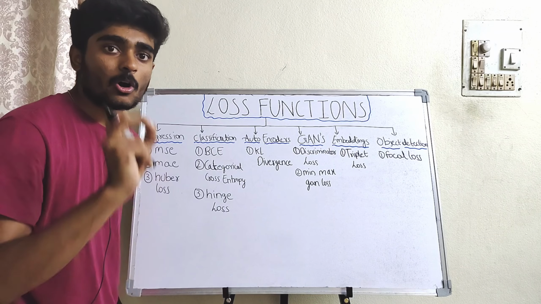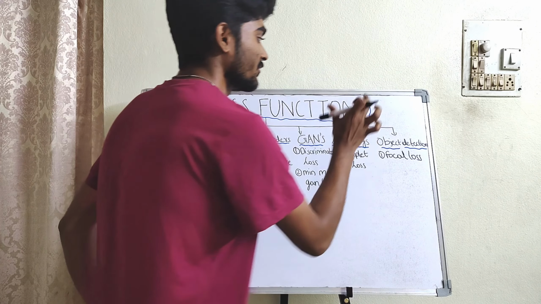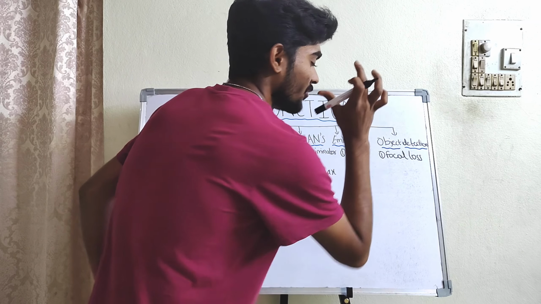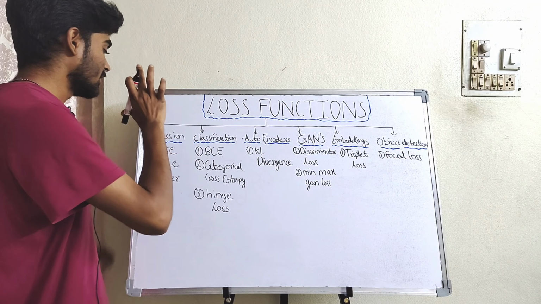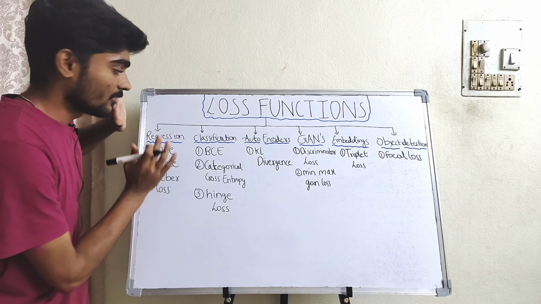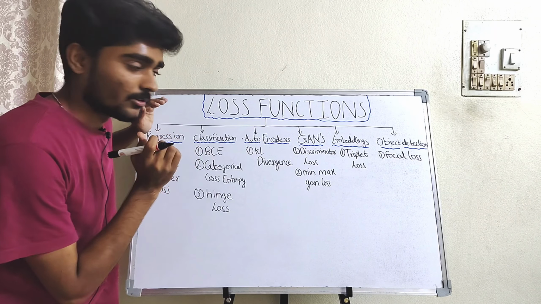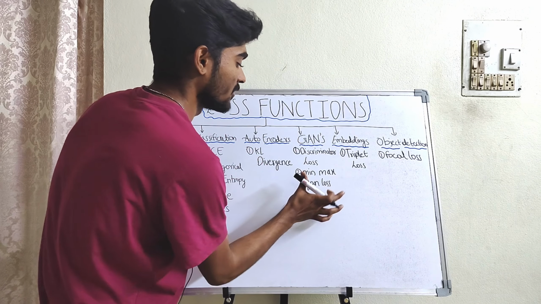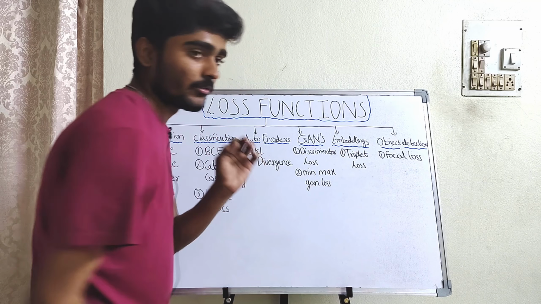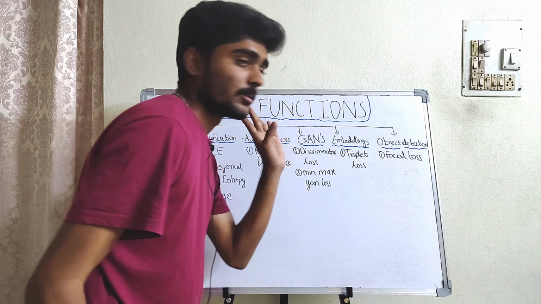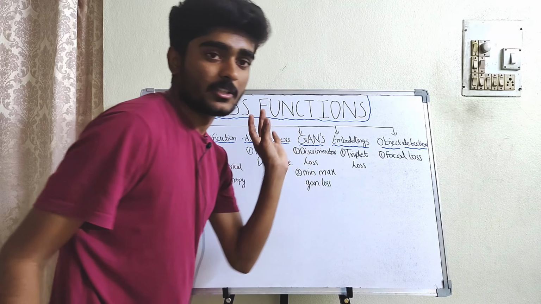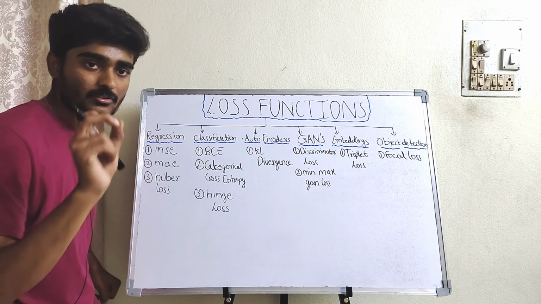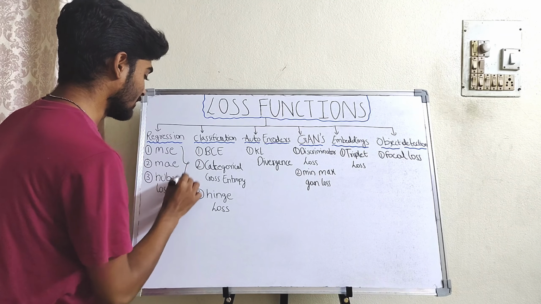And when it comes to object detection, in computer vision, we need to use focal loss. So in regression we'll be using this set of loss, in classification this set of loss, in autoencoders and GANs these sets of loss, word embeddings will use triplet loss, and object detection will use focal loss.